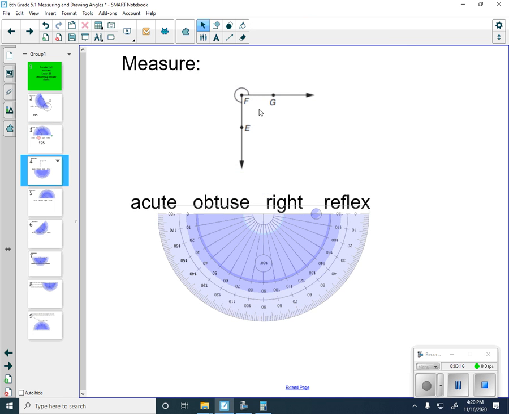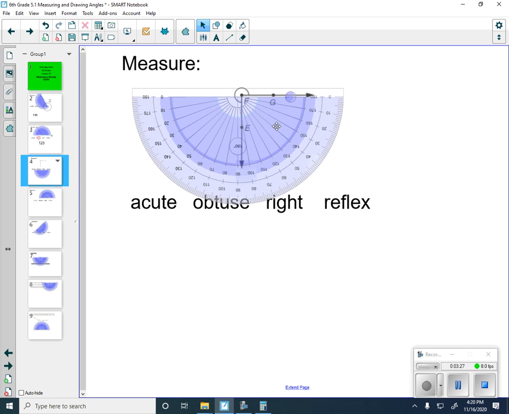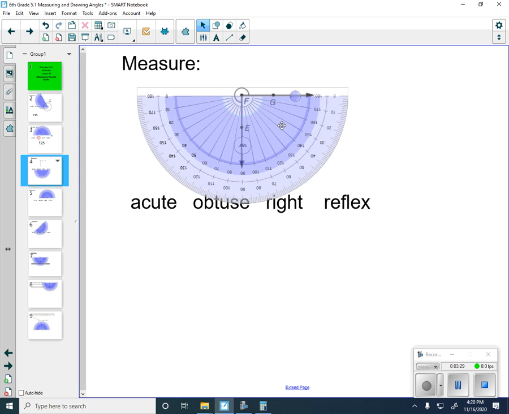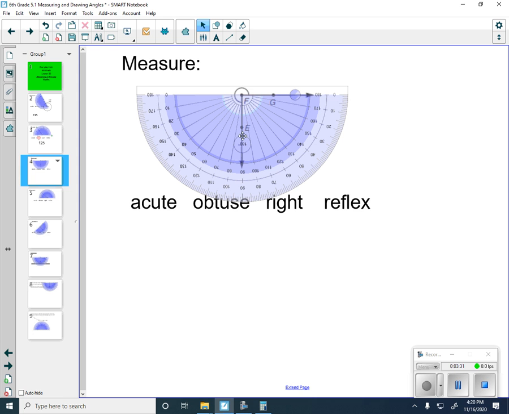Here's my next angle. I'm measuring the reflex of this angle now. But once again, I don't have a full circle protractor. I only have a half circle protractor, so that requires a little bit more math. I'm going to measure this inside angle, and it looks like this inside angle is exactly 90 degrees. Even though it says 180 here, it's not 180. It's 90 degrees.